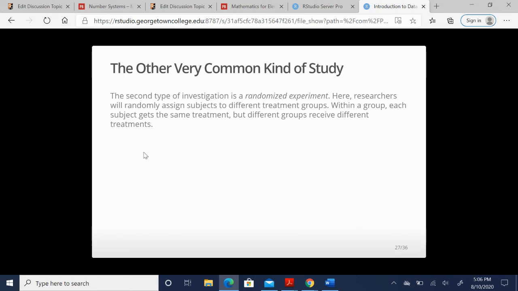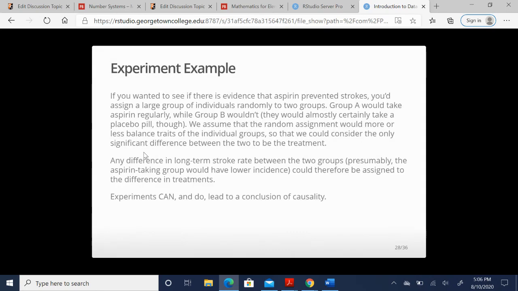Right, so if we're not going to do an observational study, what's the other very common type of investigation? Okay, the other type is a randomized experiment. Here we randomly assign subjects to different treatment groups, and within each group, each subject gets the same treatment, but different groups receive different treatments. Now, what does that mean?